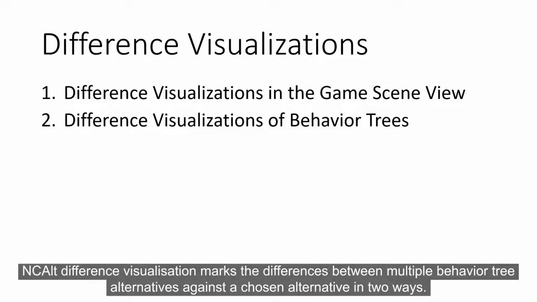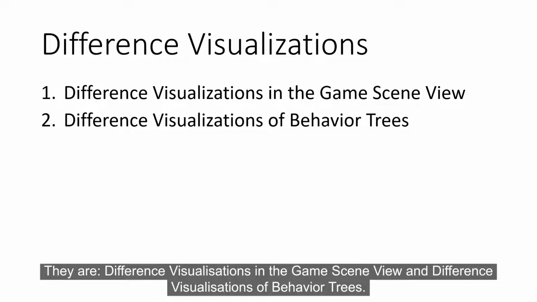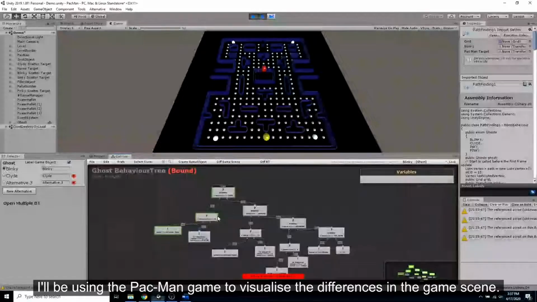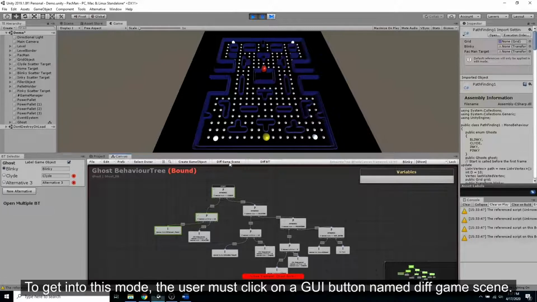NCAlt difference visualization marks the differences between multiple behavior tree alternatives against a chosen alternative in two ways. They are difference visualization in the game scene view and difference visualization of behavior trees. I will be using the Pac-Man game to visualize the differences in the game scene. To get into this mode, the user must click on a GUI button named Diff Game Scene.